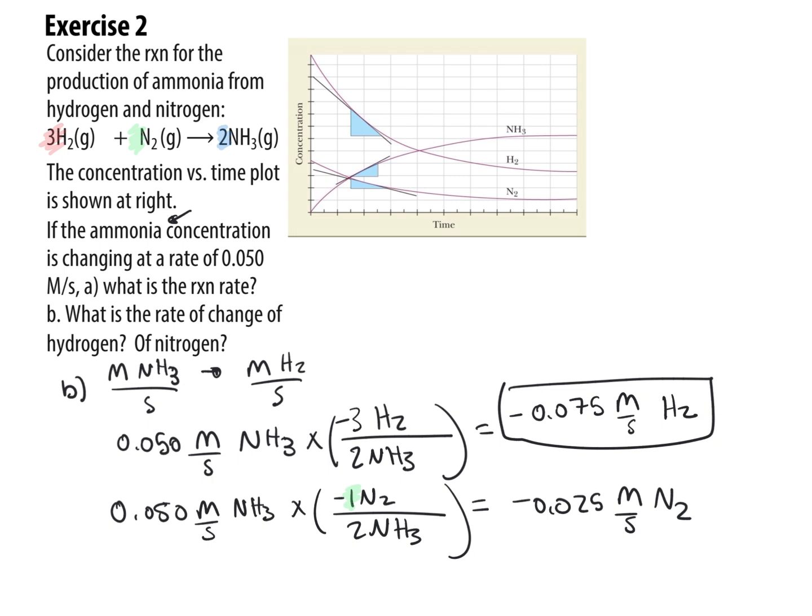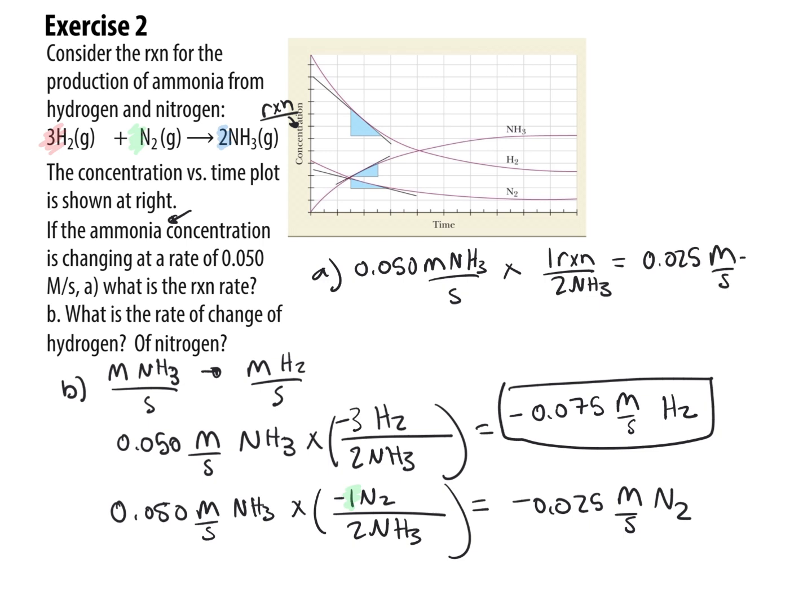For A, remember a good trick is to just write reaction somewhere here. Technically I should write it as 1 mole of reaction, because we know it is always going to have a positive sign at the end. So I can take 0.050 molar NH3 per second times 1 reaction over 2 NH3, which is equal to 0.0250 molar per second for the reaction rate, or the overall rate of the reaction.